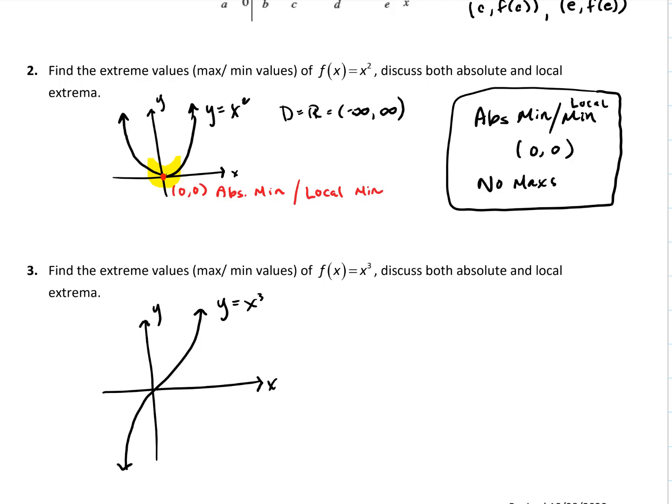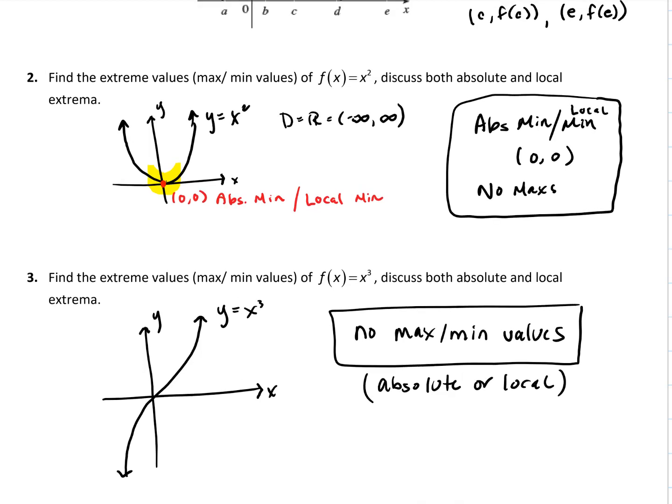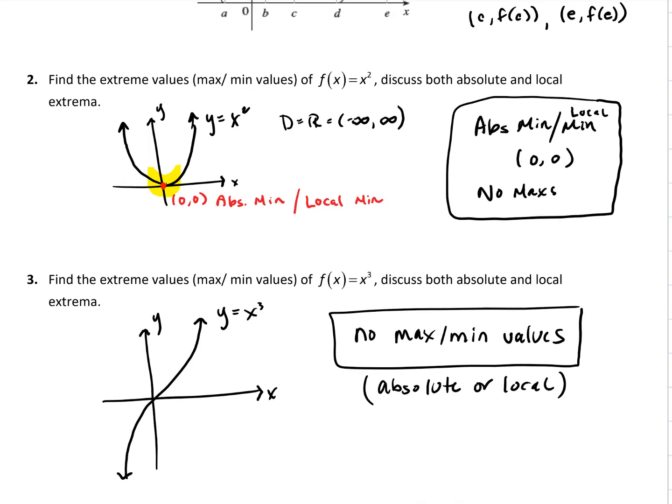And so in this case, there are no max or min values, absolute or otherwise, absolute or local to be specific. I'll put that in parentheses. Okay, so there are no max or min values on this particular graph.